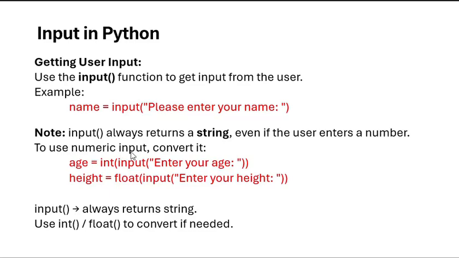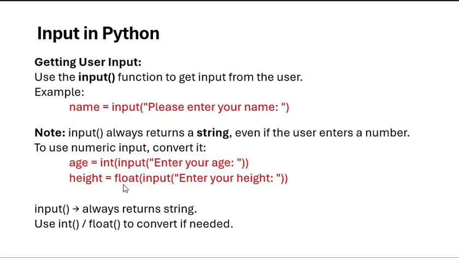To use numeric input, convert it. Let us see how exactly it will do. Age is equal to, age is a numeric value, right? Let us see how it will convert. Age is equal to int, it is an integer, and input "Enter your age". This is the string, right? Whenever you enter the age, it will be a string.